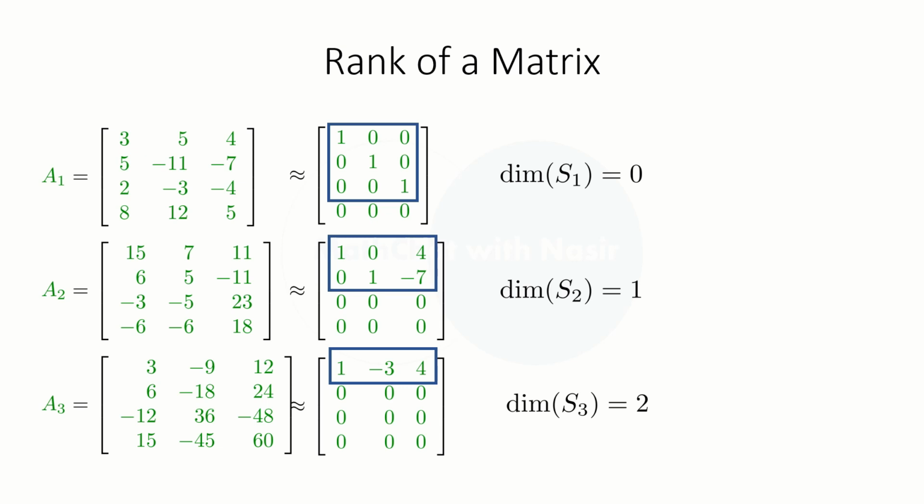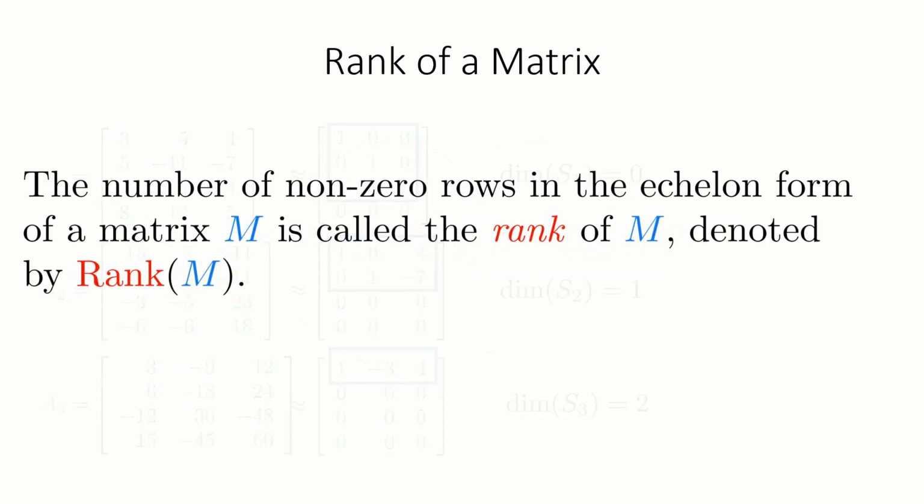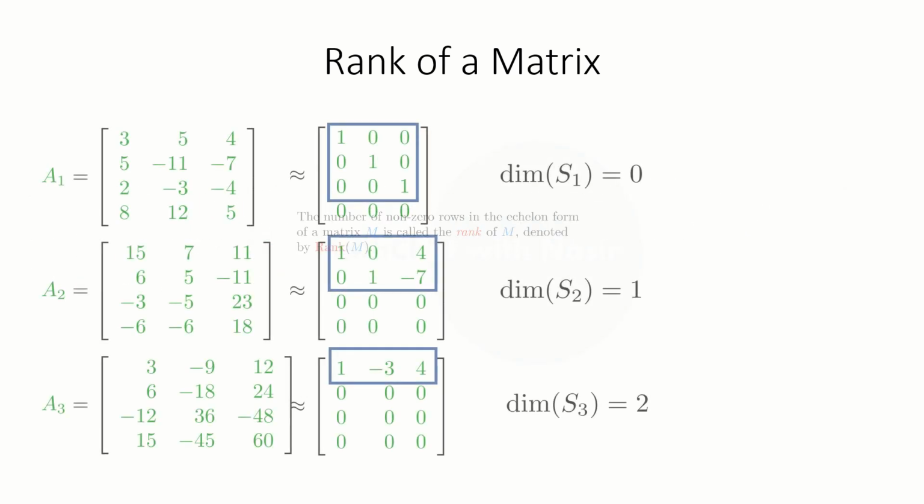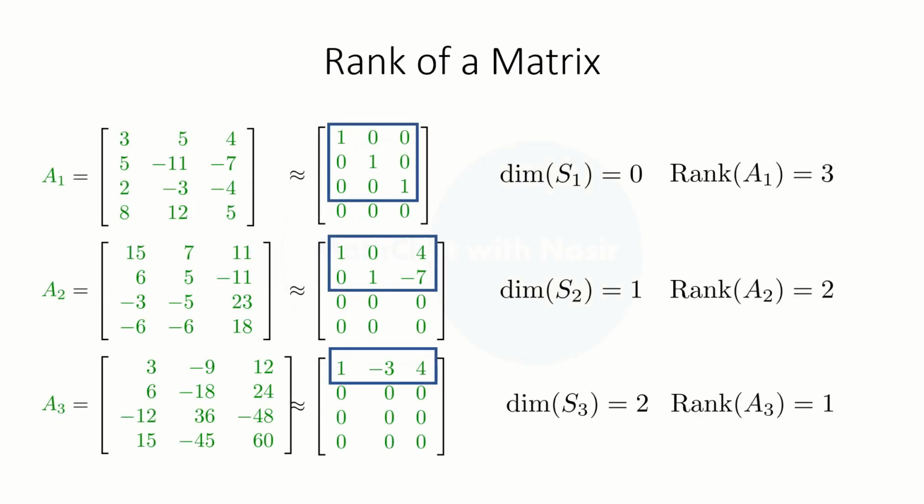Here is the formal definition. If M is any matrix and we convert it to echelon form, then the number of non-zero rows in the echelon form is called the rank of the matrix M. The respective ranks of the matrices A1, A2 and A3 are 3, 2 and 1.